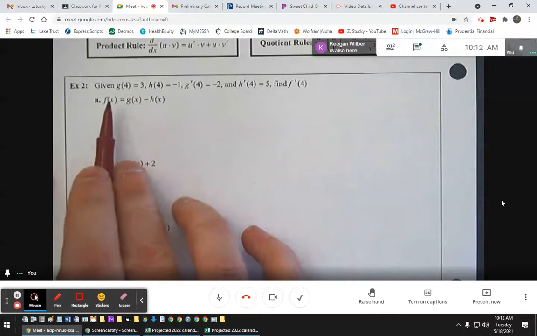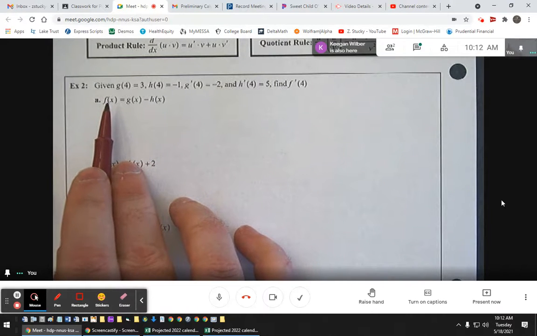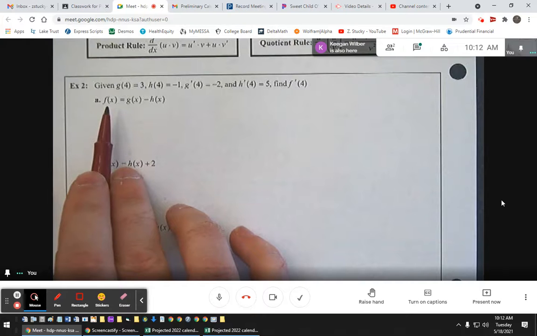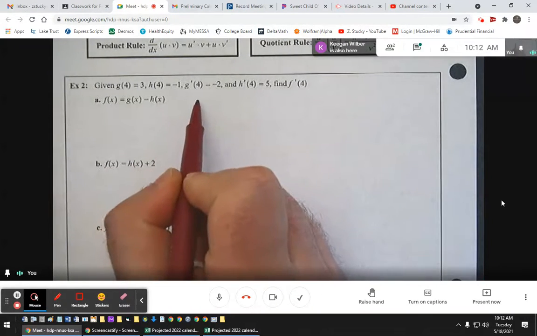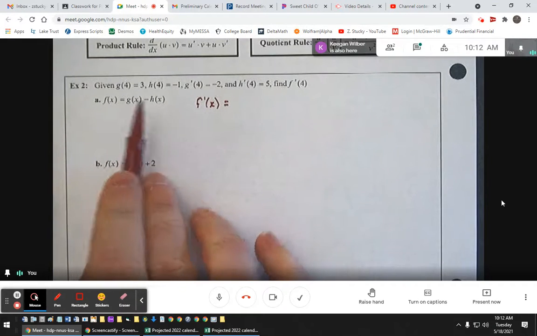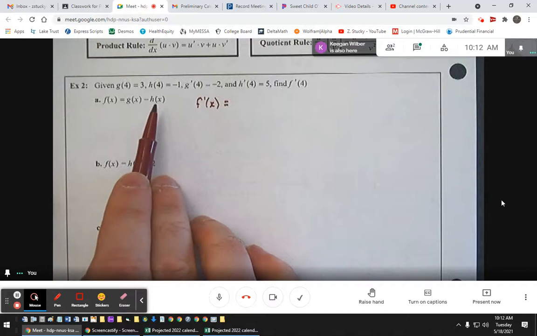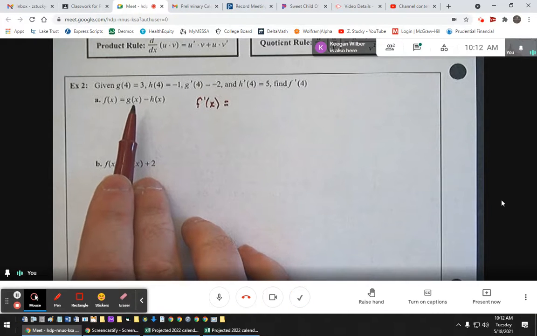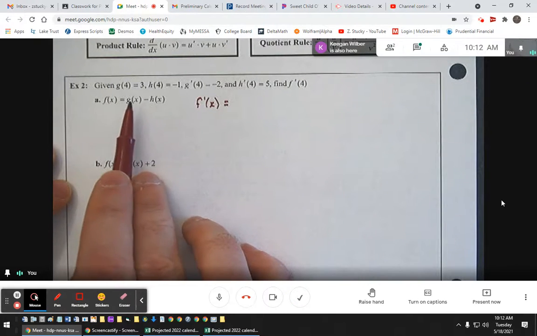Overall, let's go through. What's the derivative of f? Don't overthink it. What's the derivative of f? F prime. Now, what type of rule is this? When I say that, I'm basically asking you for 4 possibilities: sum, difference, product, quotient. So is this a sum difference or a product quotient? Sum difference. So that means I just derive each piece.